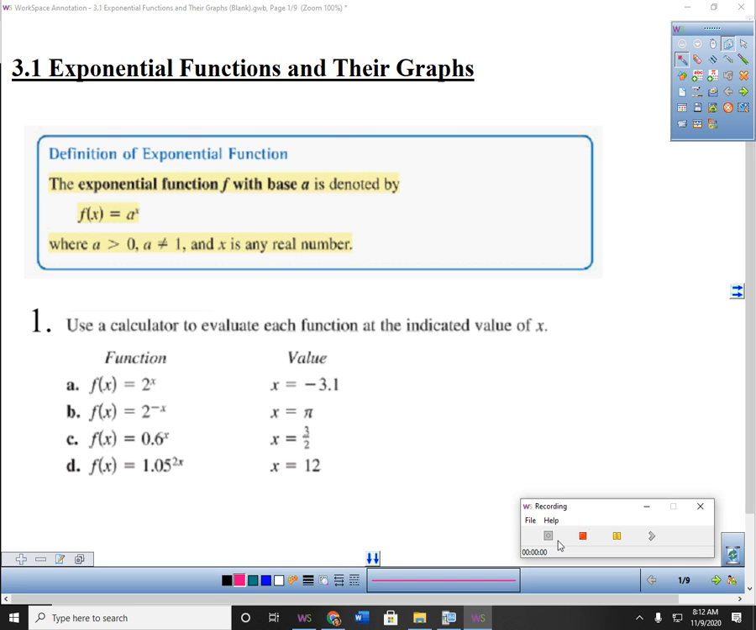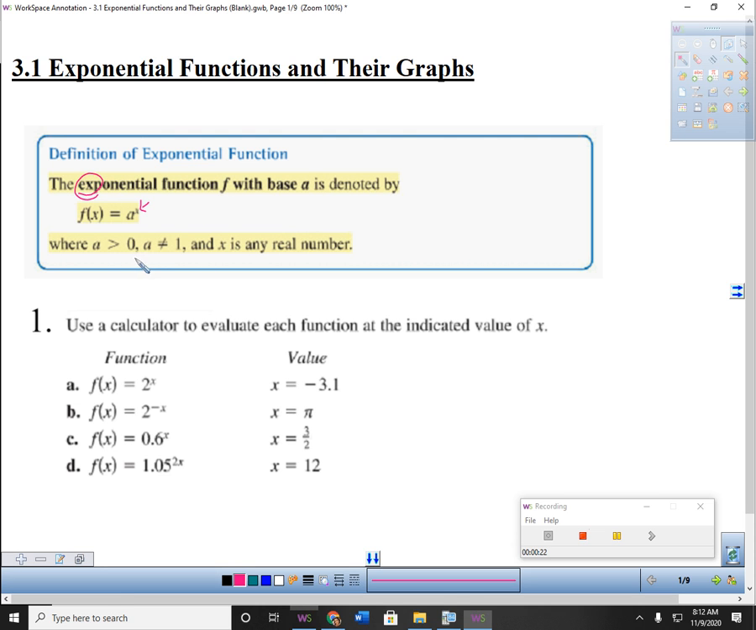Today we're going to start talking about exponential functions and their graphs. So I think this will be a pretty simple lesson, especially the ones where you're plugging in numbers. An exponential function f with a base of a is denoted by f of x equals a to the x. So exponential functions have an x in the exponent part, which kind of makes sense, right?